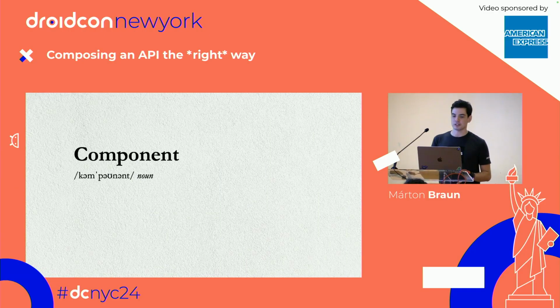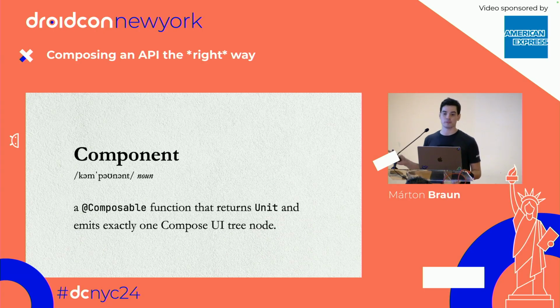At this point, I want to create a definition here for a component. The guidelines use 2 or 3 different but very similar phrases or words for this. I'm going to call these components. And I'm going to say that a component is a composable function that returns a unit and emits exactly one Compose UI node. And let's take a look at some of those things in that sentence.